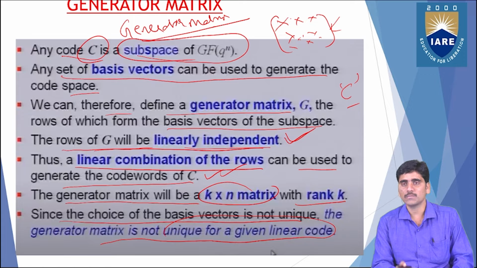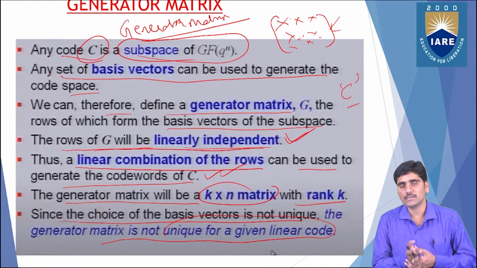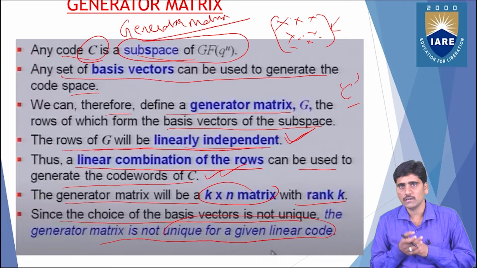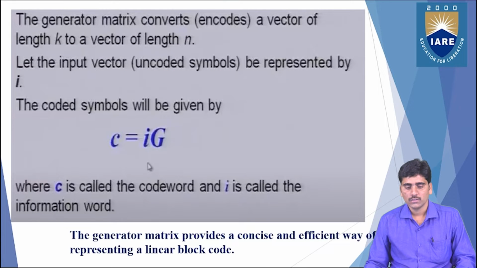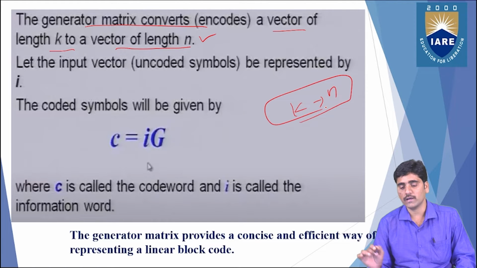So from all these points, we can say that the generator matrix is a k into n matrix which contains the rank k, and it contains linear combinations of the rows, and our rows cannot have linearly dependent values. So the generator matrix converts or encodes a vector of length k to a vector of length n. So from length of the vector k to length of the vector n.